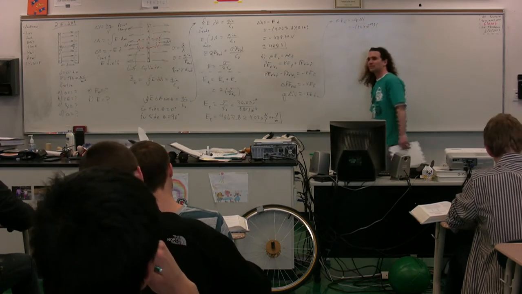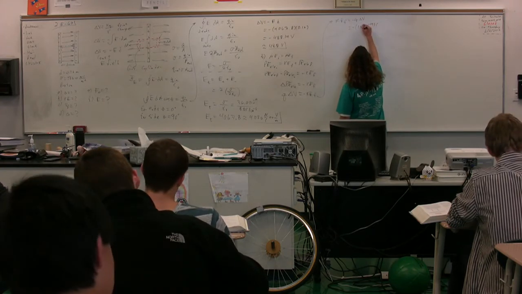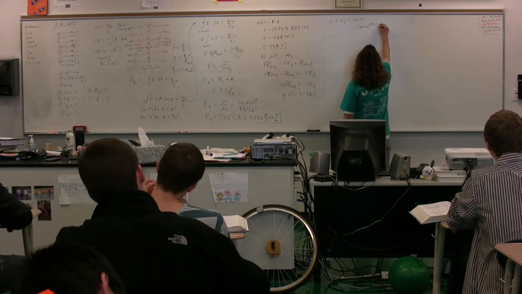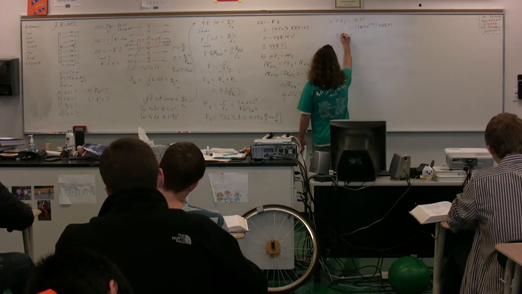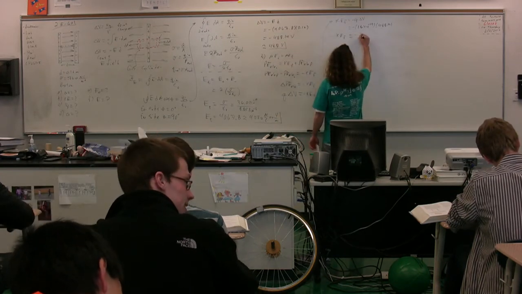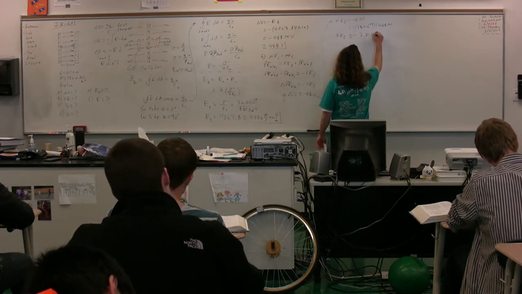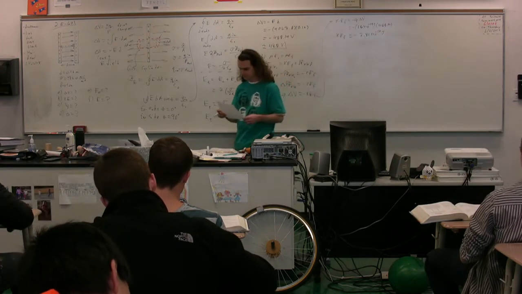Times the electric potential difference, which is what, Bill? 488.14. Kinetic energy final: negative 7.81 times 10 to the negative 17 joules.